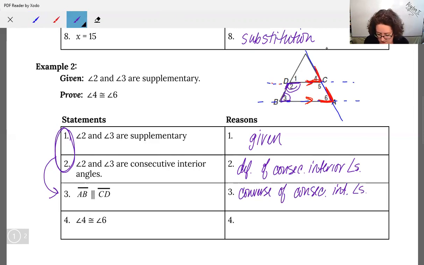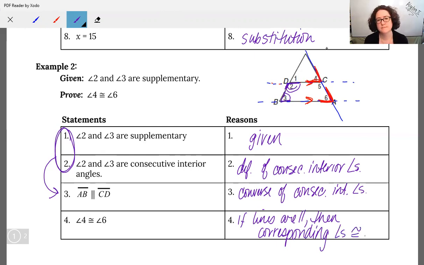So if lines are parallel, then corresponding angles are congruent.